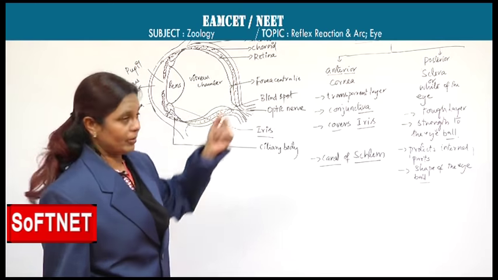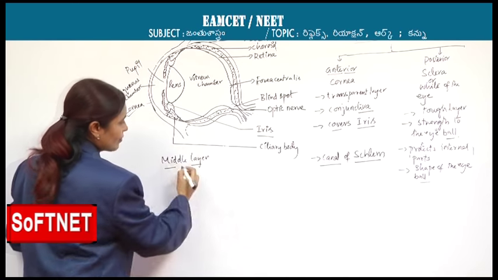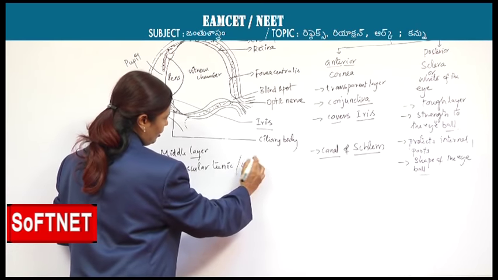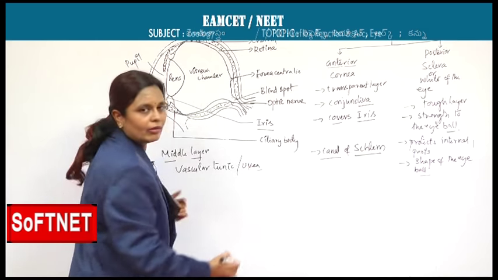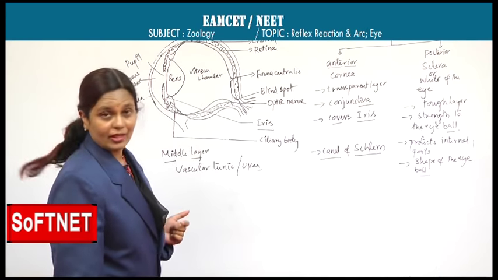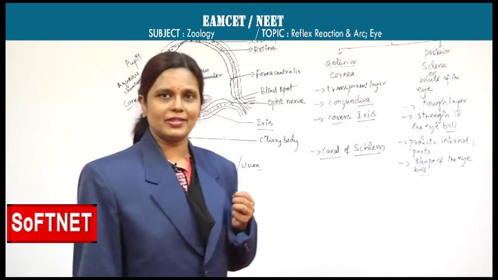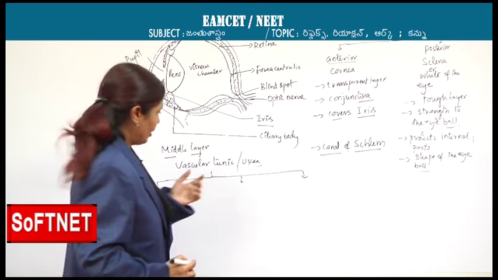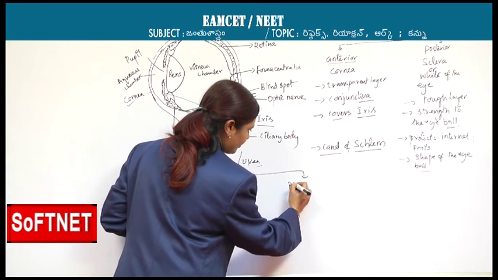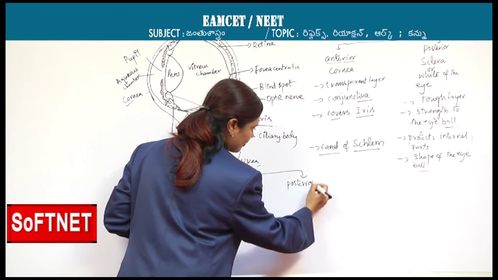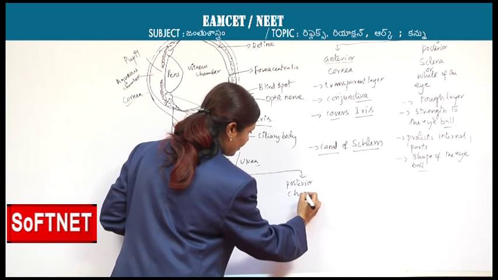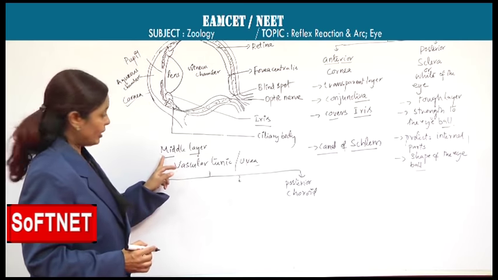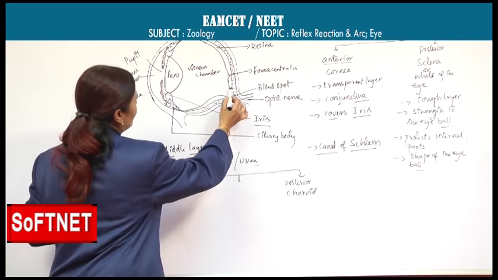Followed by this outer fibrous tunic, it is the middle layer, the vascular tunic, otherwise called the uvea. This middle layer vascular tunic in turn has three parts. What are those three parts? Out of the three parts of the vascular tunic, the posterior one is the choroid. The posteriormost part of the middle vascular tunic is nothing but the choroid.